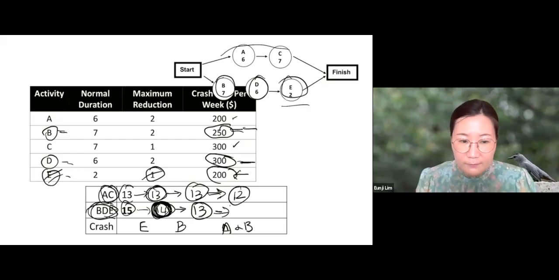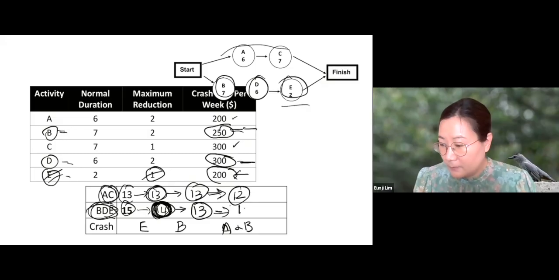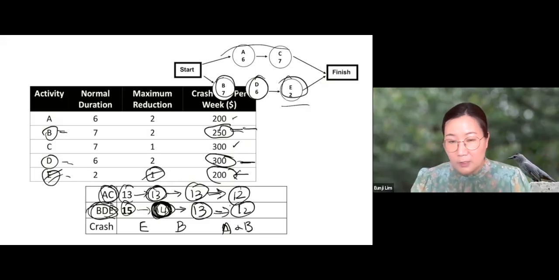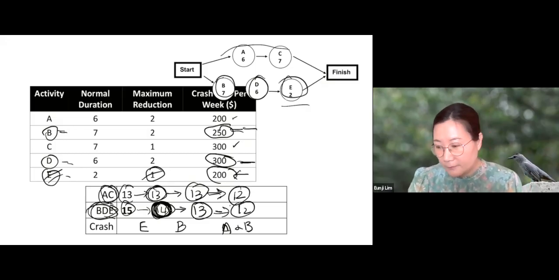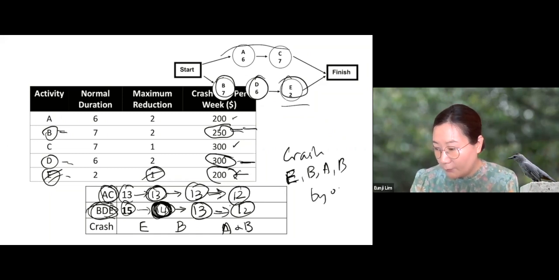So here is the final answer. Now the project is reduced to 12. The answer is crash E and B and A and B by 1 week each.